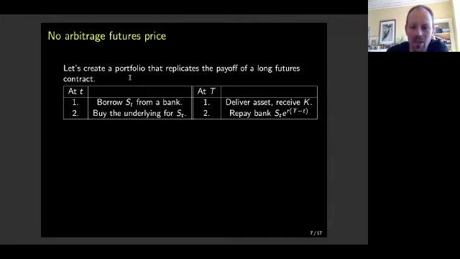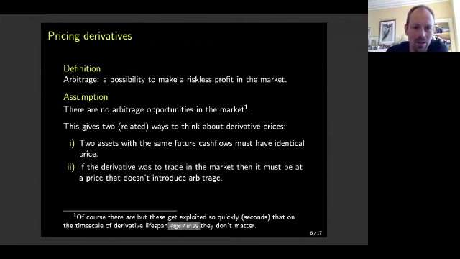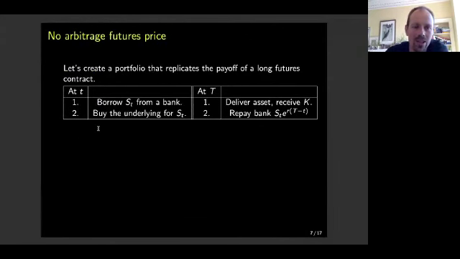Because once I've replicated the payoff of a futures contract, I go back to this 1.1 and say, well, if I've got a portfolio which exactly replicates the payoff of the futures contract, then the initial amount that I need in this portfolio must be exactly the price of the futures contract, because otherwise there would be arbitrage in the market.